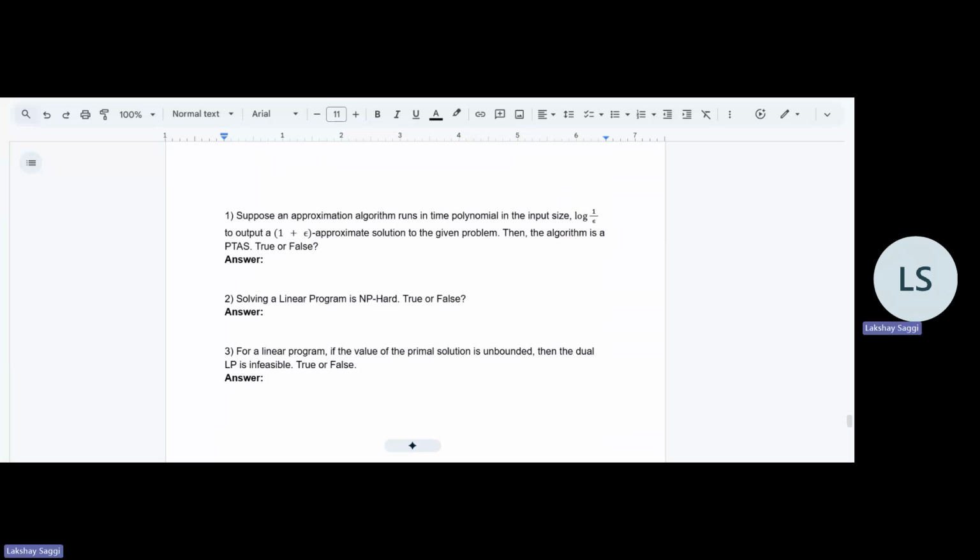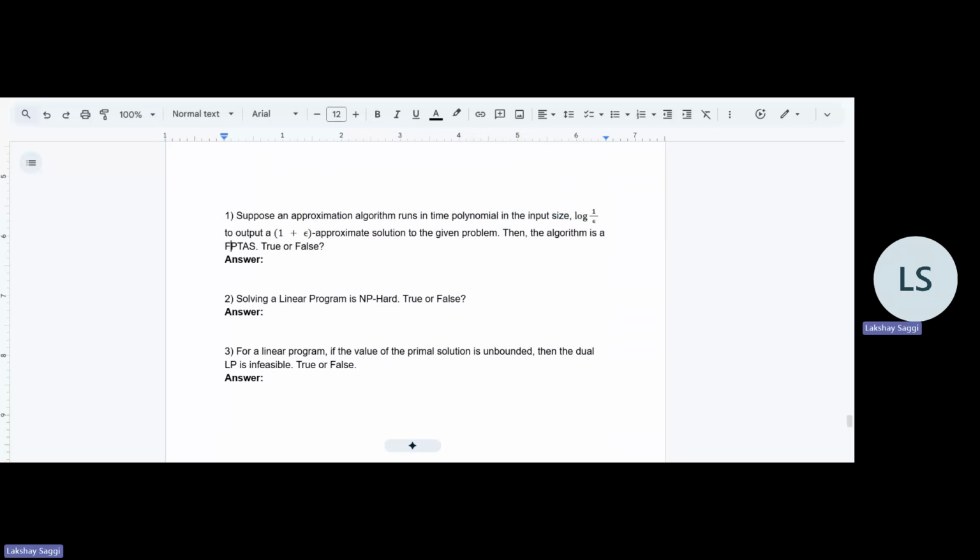So let's look at the first problem. It says: suppose an approximation algorithm runs in time polynomial in the input size and log of 1 over epsilon to output a 1 plus epsilon approximate solution to the given problem. Then the algorithm is an FPTAS. Is this true or false?